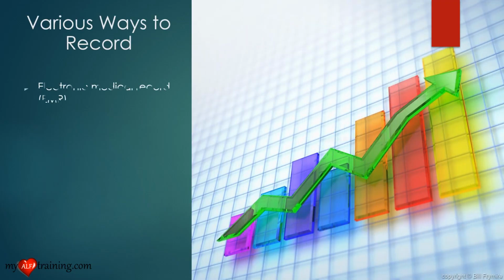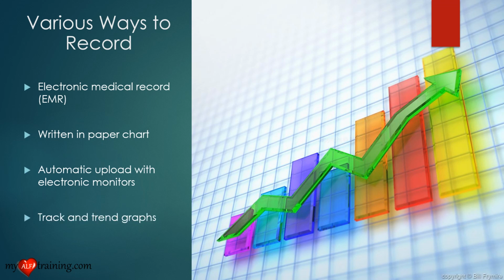There are numerous ways to record vital signs. These may be entered into an electronic medical record, or EMR. They may also be written in a paper chart. There are monitors in hospitals and clinics that also automatically upload vital signs into an electronic medical record. And we can also use these to track and trend.